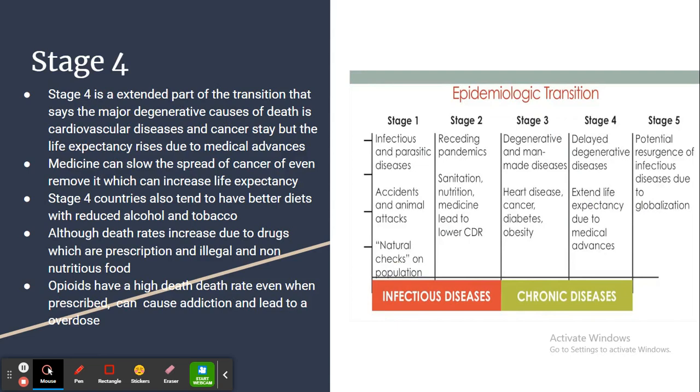Stage 4. Stage 4 is the extended part of the transition, where the major degenerative causes of death, cardiovascular diseases and cancer, stay, but the life expectancy rises due to medical advances. Medicine can slow the spread of cancer and even remove it, which can increase life expectancy. Stage 4 countries also tend to have better diets with reduced alcohol and tobacco.